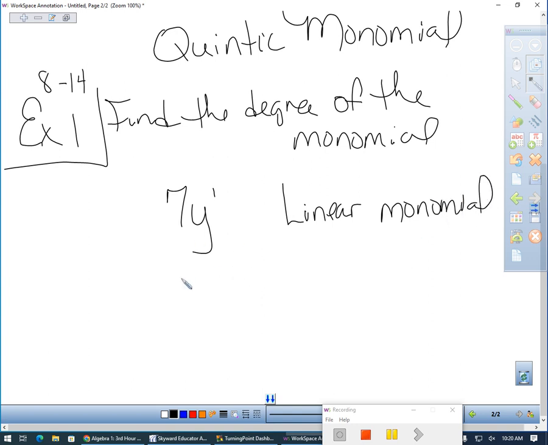What if I just said 12? Well, do I have any variables? If you look on our little table, there's a 0 exponent technically, and so this would be a constant monomial.